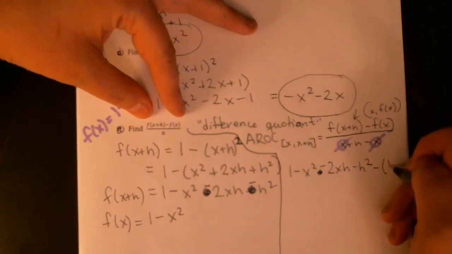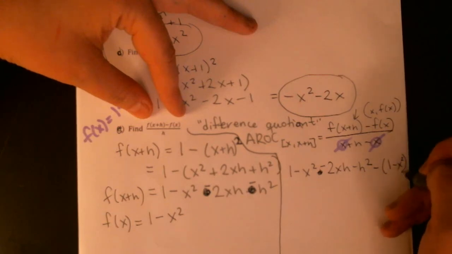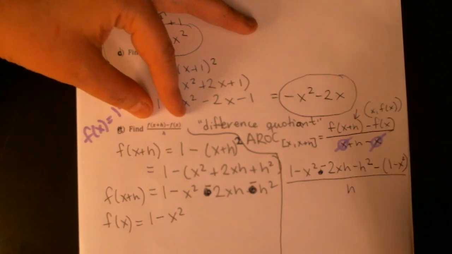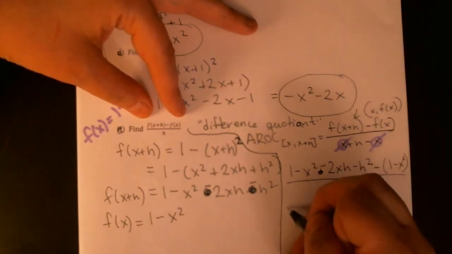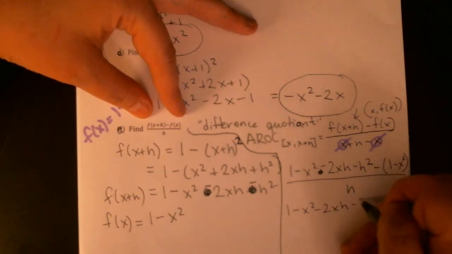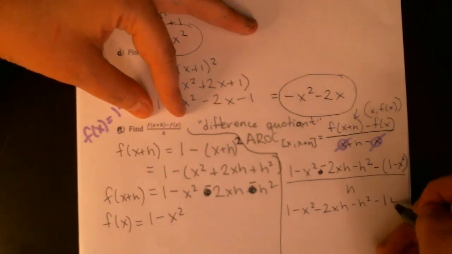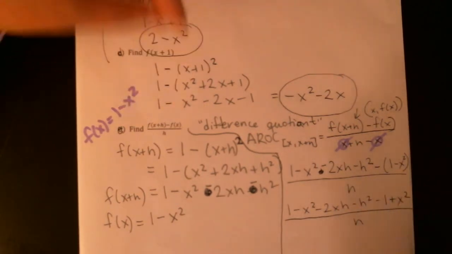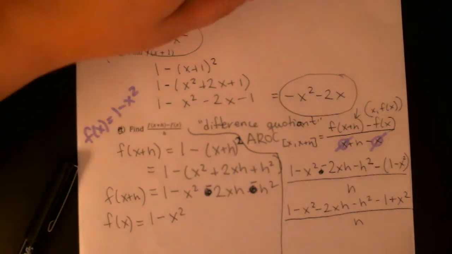And then we're going to subtract off an f of x. This is another spot where you want to be really careful about distributing your negative sign. If your difference quotient doesn't simplify nicely, the most likely problem is that you forgot to distribute a negative sign, so go back and check that. Okay, so I get 1 minus x squared minus 2xh minus h squared minus 1 plus x squared. Distribute that minus 1 through. And then nice things should eventually happen.